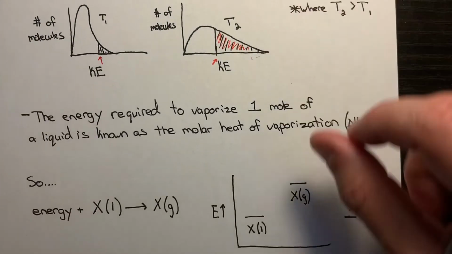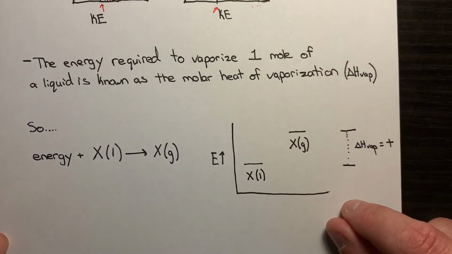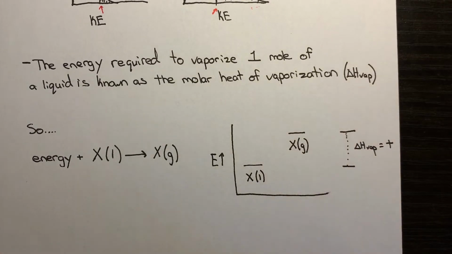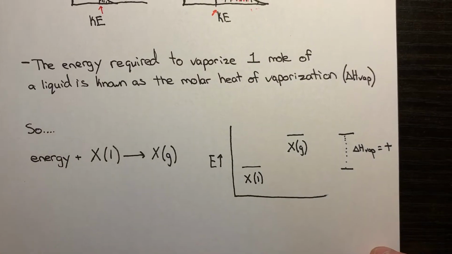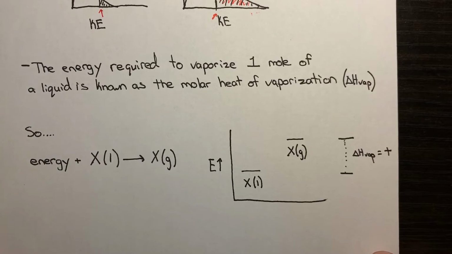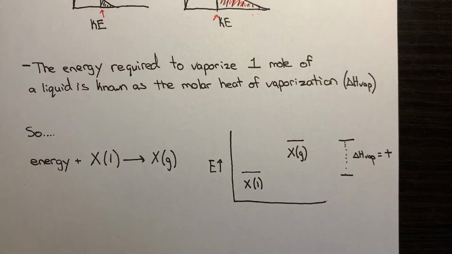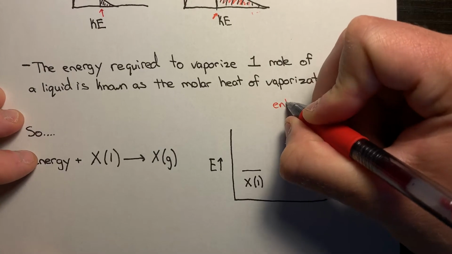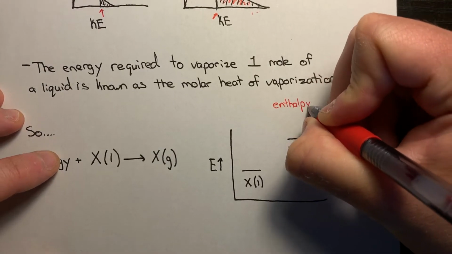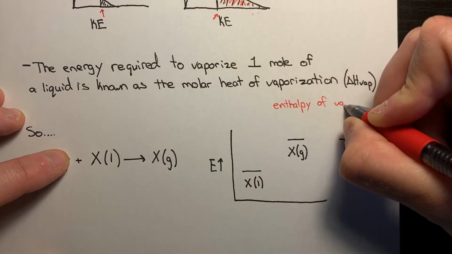When we go to quantify this amount of energy, we can actually do so with the term molar heat of vaporization or the enthalpy of vaporization. Both kind of get it done. So the energy required to vaporize 1 mole of a liquid is known as the molar heat of vaporization, or again, what we might refer to as the enthalpy of vaporization.